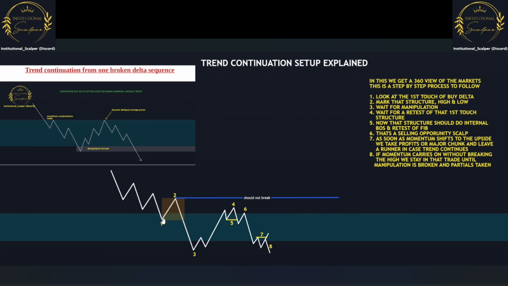Here we see as price entered the buy delta, that first touch becomes key in this pattern. As it makes a pullback and falls below, the upper price becomes 2. The price then goes inside the manipulation zone, and that point becomes 3. Now we wait for a pullback retest of the range that was formed previously, being 1 and 2. As the price comes up, we see the highest point formed being 4, and once a break of structure to the downside is made, we mark it as 5.